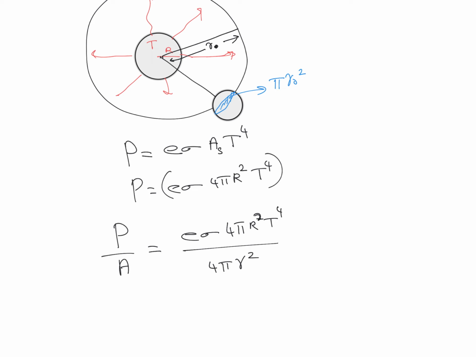So we can identify the value of power per unit area. We can cancel this 4 pi and this 4 pi, so we can write this as equal to E sigma into r square into temperature raised to 4 divided by small r square.